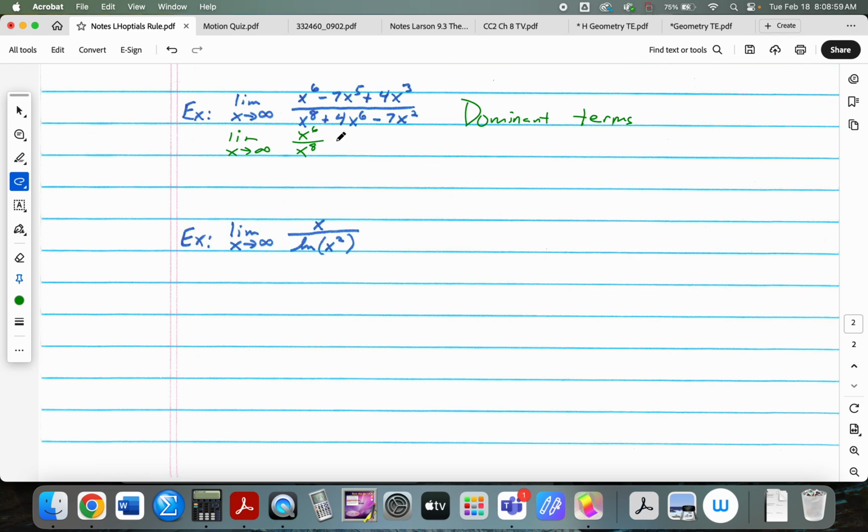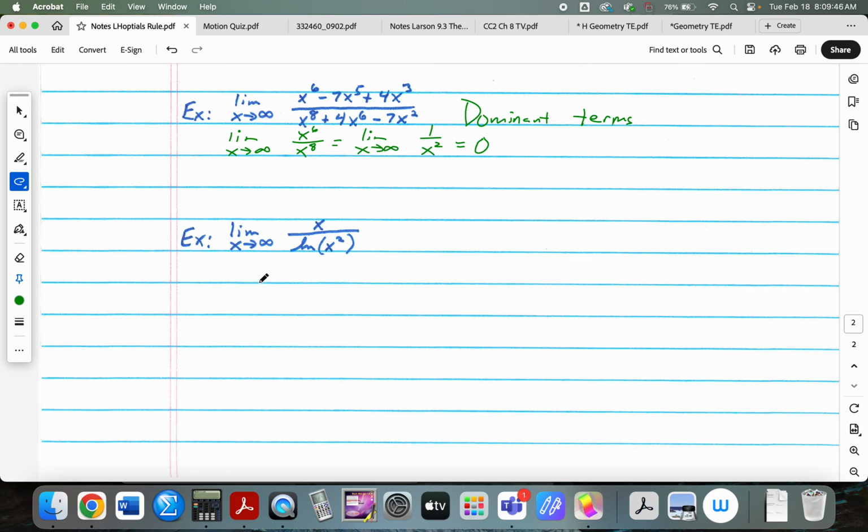And I will simplify that to the limit as x goes to infinity of 1 over x squared. As the denominator of a function gets large without bound, and you have a finite numerator, what does this go towards? 0. So that's the dominant terms idea, especially useful when you have polynomials top and bottom. And you probably did some of that in pre-cal.